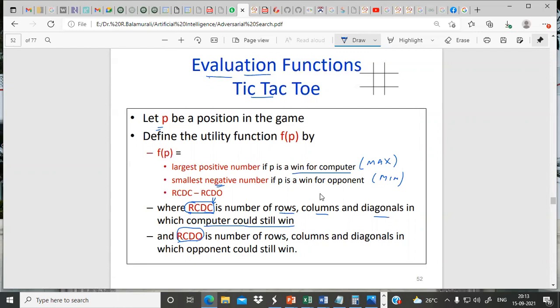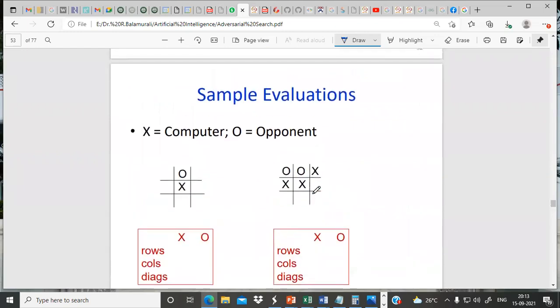Okay, so let us discuss an example so that it will be clear. Let us assume that X represents computer's move and O represents opponent's move. Assume this is one particular board position. Now, at this board position, if we apply the evaluation function, what is the value for X? That is for computer.